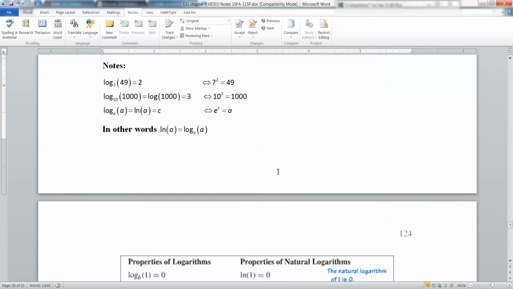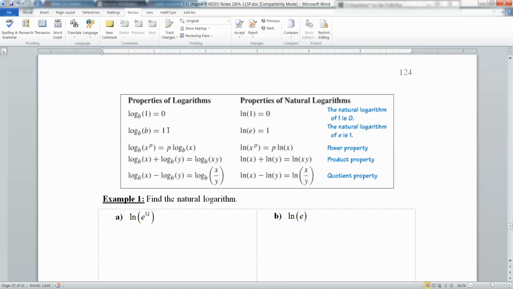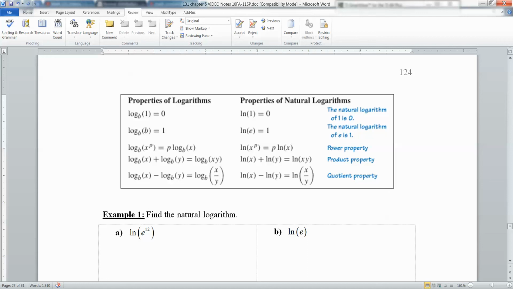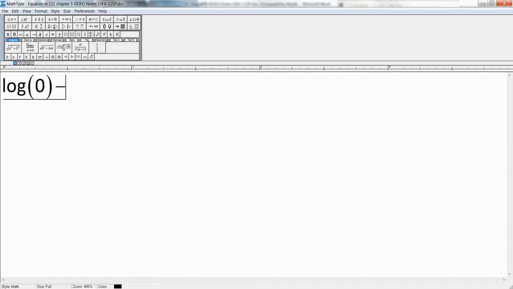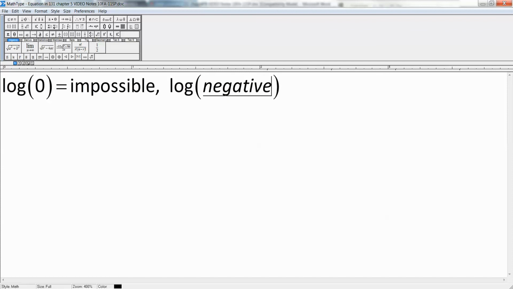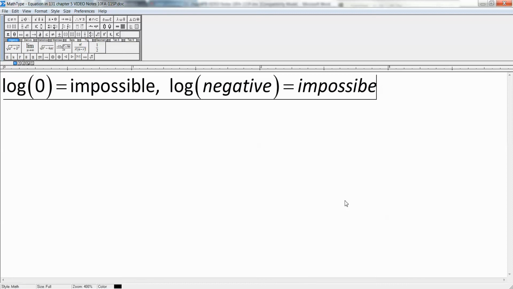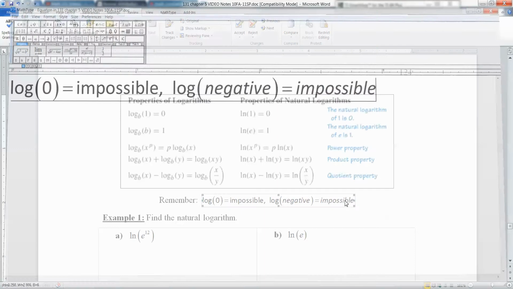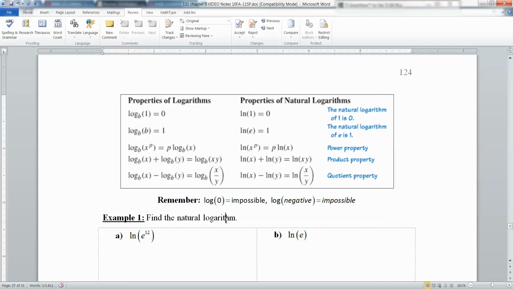We've learned that the log base b of 1 is equal to 0, the log base b of b is equal to 1, then we had the power property, we had this property, right? We had all these properties. And also, remember, we learned that the log of 0 is impossible, and the log of a negative number is impossible. Don't forget those. Oops, I spelled impossible wrong. There we go. Okay. So we learned that as well back in section 5.2.